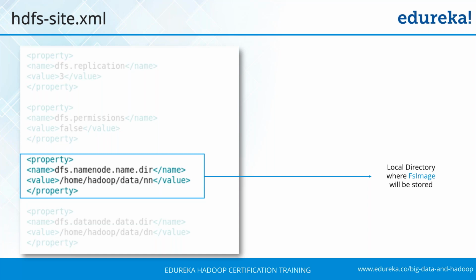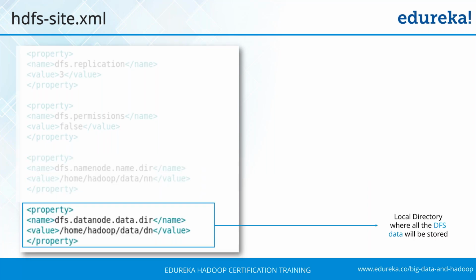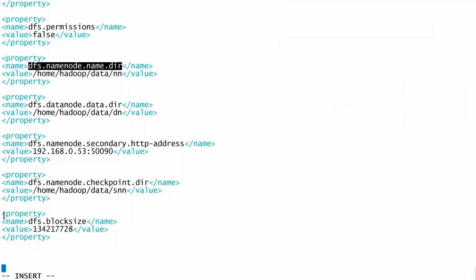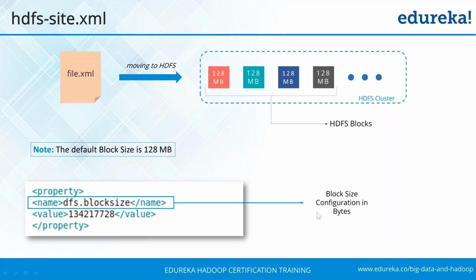And then you have got the DataNode data directory. This is a local directory where your actual blocks are going to be stored. So DFS data will be stored here in the form of blocks inside the DataNode data directory. That's what we have configured here. Then you have got the block size. You can configure the block size of your HDFS like this, with the dfs.blocksize parameter. This is what we have configured as well. It is in the form of bytes here. Right now this is 128 megabytes. An example is being shown here, that if you're trying to store a file, let's say file.xml.